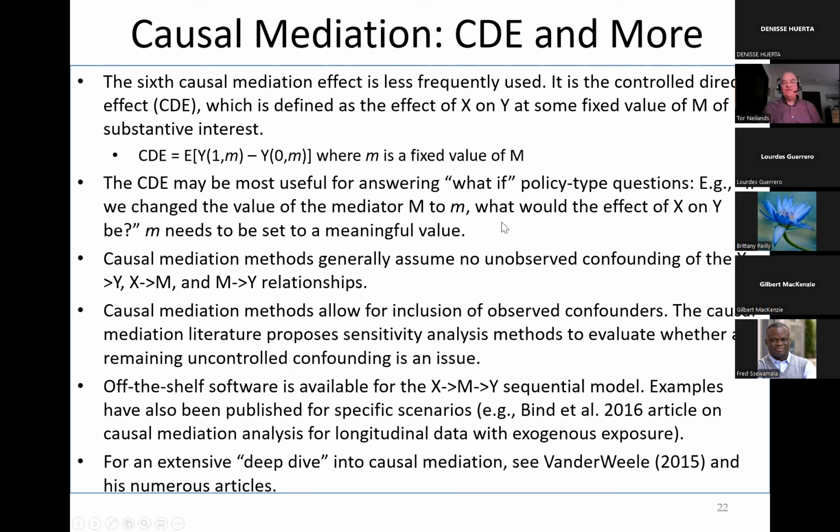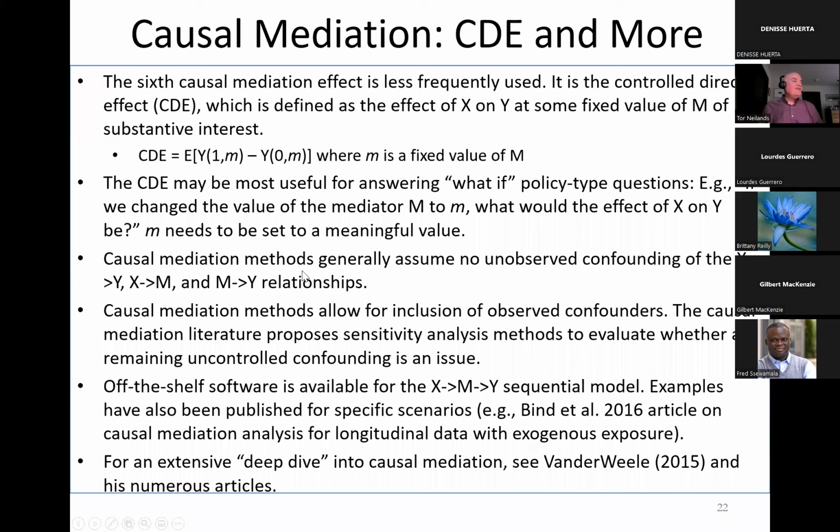And that's most useful for answering what-if policy type questions. So if we change the value of the mediator to some specific level, little m, what would the effect of X on Y be when we do that? And if you're going to do that, M needs to be set to some kind of meaningful value.